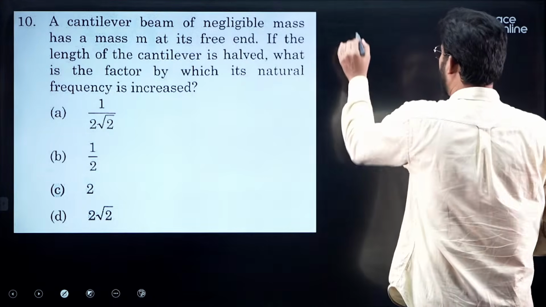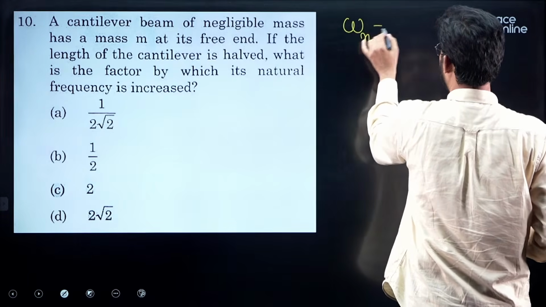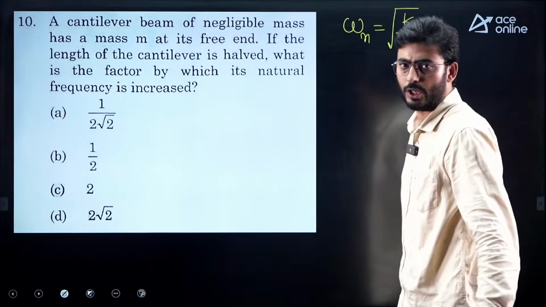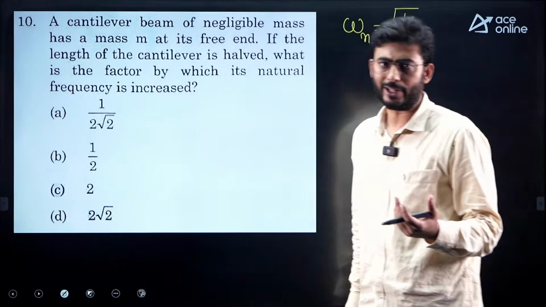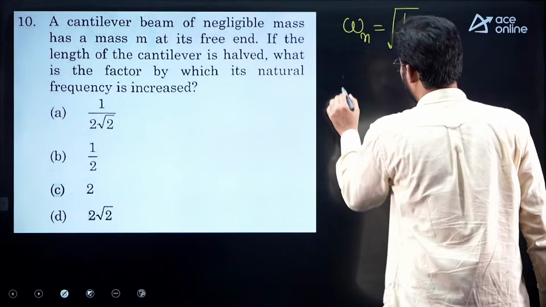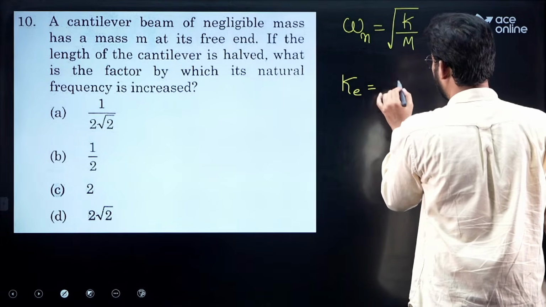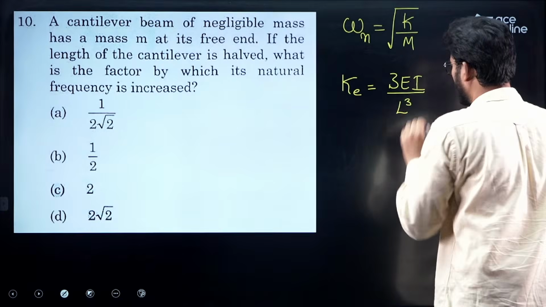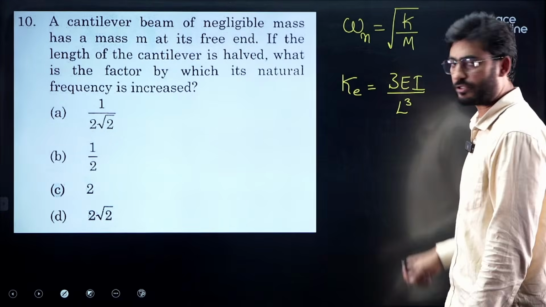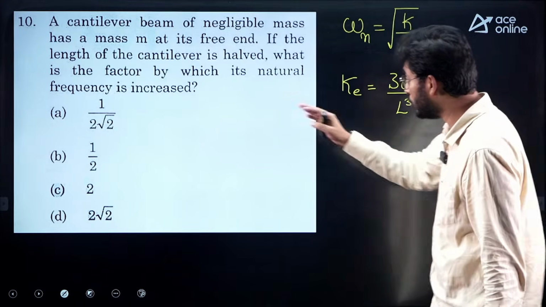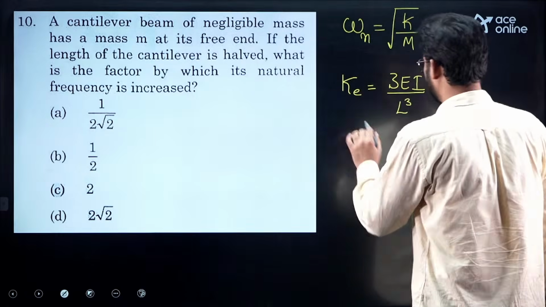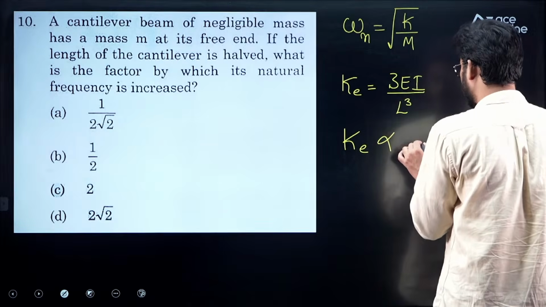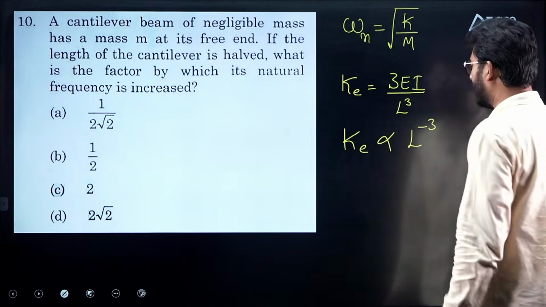So here, as we know, the natural frequency is expressed as root over stiffness by mass. For a cantilever beam carrying a point load at the free end, the equivalent stiffness K is equal to 3 EI by L cube. Okay, so now if we reduce the length by half, then the stiffness is increased by 8 times, because K equivalent is inversely proportional to L power 3.